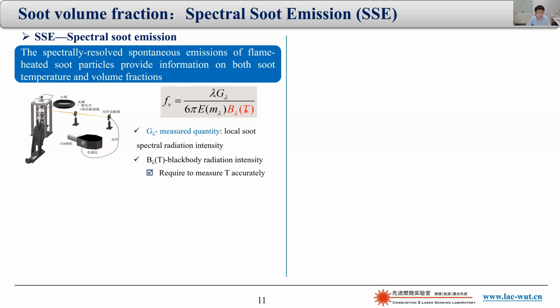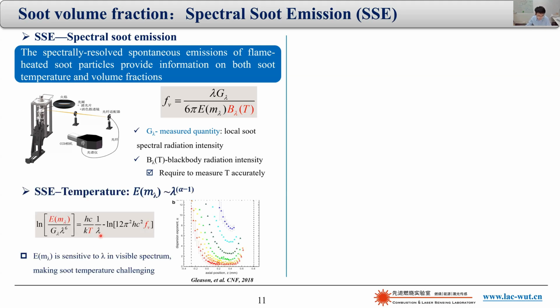However, the coefficient of this linear relationship has the blackbody radiation, which is a strong function of temperature. So in order to get soot volume fraction from this equation, you first need to determine the temperature. This is where the spectral information comes into play. If you measure emission in a spectrally resolved way, which means you have the relation between this G lambda as a function of lambda, then you can make a plot using 1 over lambda as the x-axis and this log part as the y-axis, and you will end up with a straight line, and the slope of this line gives you information on temperature.